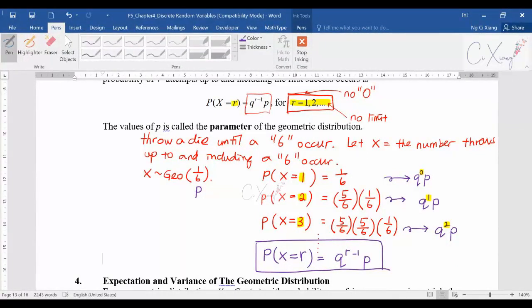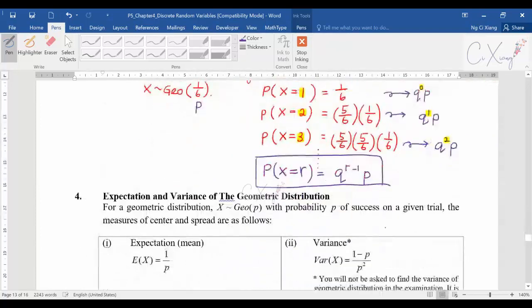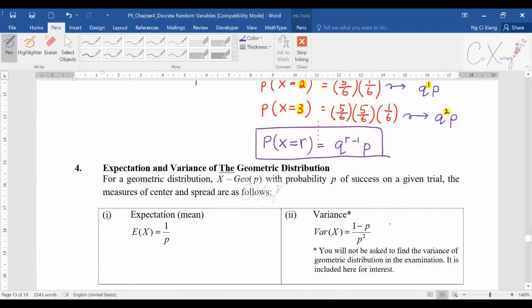This formula is important, of course, and you need to use it quite frequently. So make sure you know it, and think of a way to remember it. Then we continue further before we answer the question. Now, how about the mean and also the variance of geometric distribution? For the mean, you need to memorize it. The formula is 1 over p.